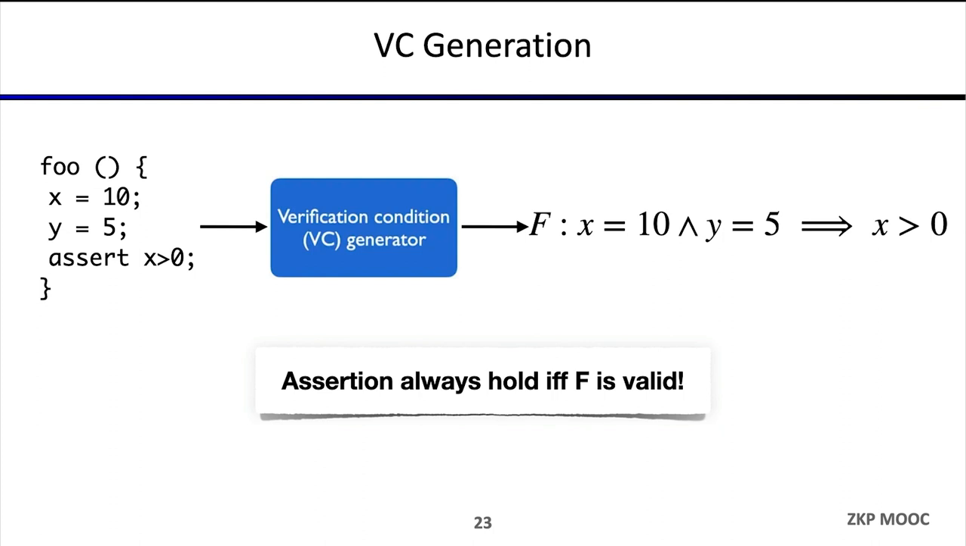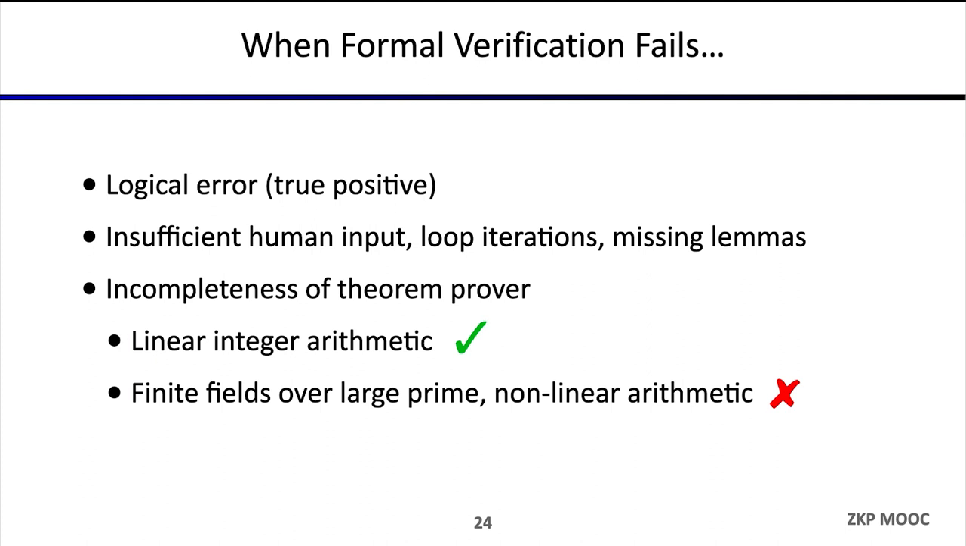Formal verification is very nice because it essentially gives the strongest guarantee when the proof succeeds. However, due to the undecidability nature of formal verification, when the proof fails, it could belong to one of the following cases. The first case is that we did find a logical error, in the sense that this is a true positive. The second case is that the proof doesn't proceed because we need actual human input, such as loop invariants, missing lemmas, or additional contract invariants. The last case, which is also quite common, especially in the context of ZK, is due to the incompleteness as well as the capabilities of existing theorem provers.